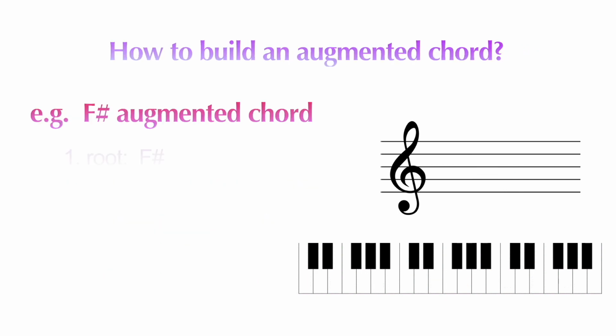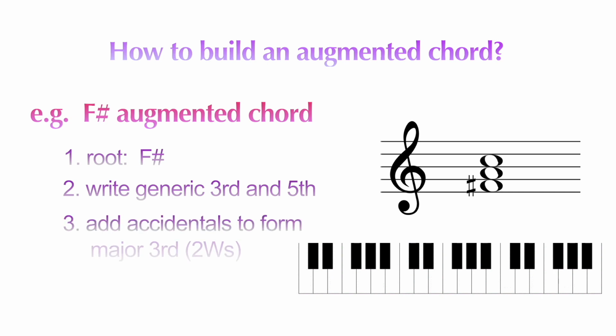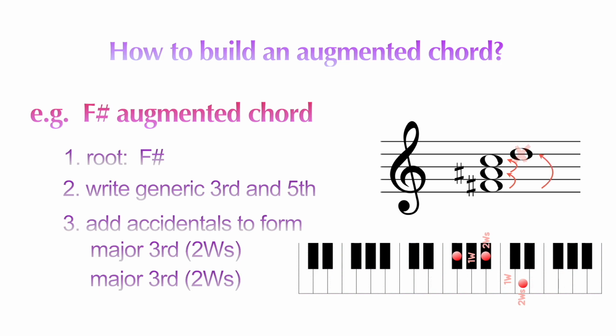How about F sharp augmented chord? We first have the root F sharp and then the generic third and fifth. For augmented, we have a major third, so two whole tones and get A sharp, and then two whole tones and get D natural. However, for root position, we need to stick to the interval of fifth, but not sixth. So how can we express D natural enharmonically?